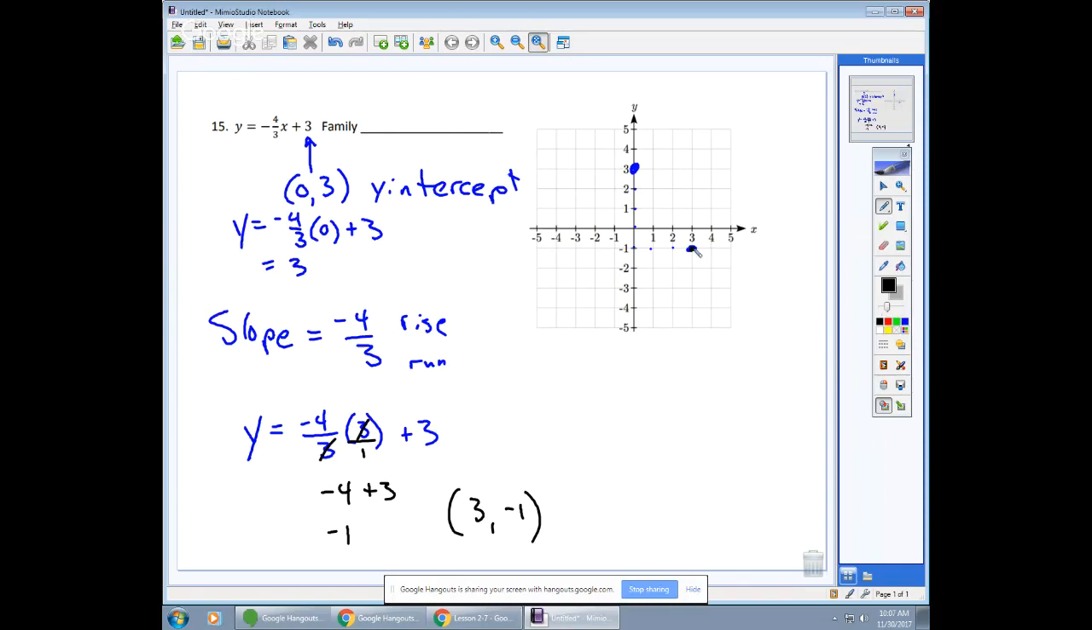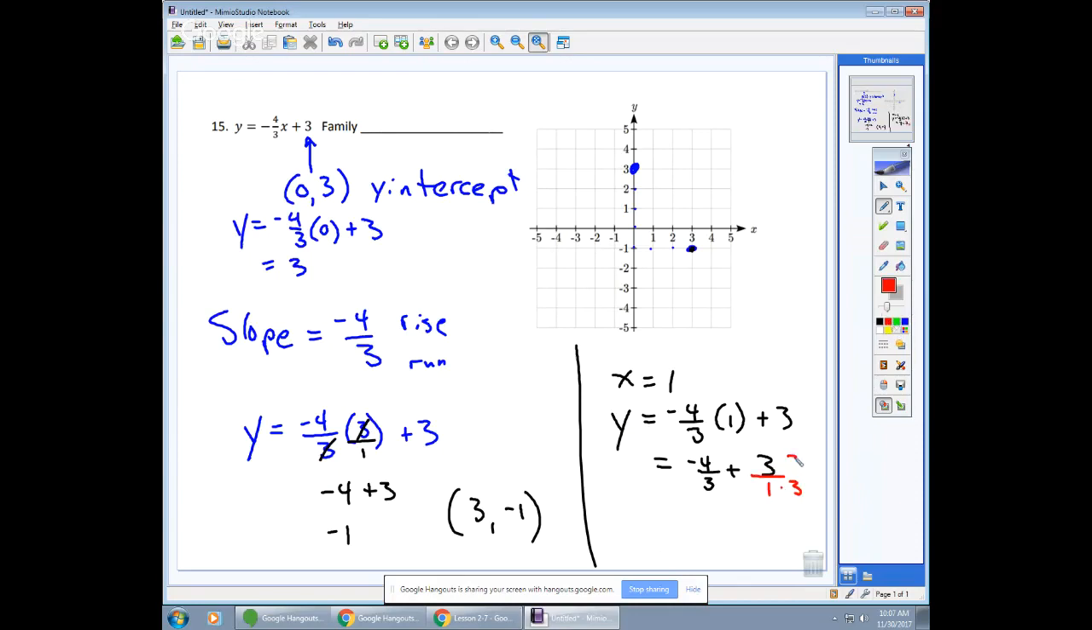If we wanted to get another point to double check, we could do something like plug in 1 and see if that lies in the middle there. So if x equals 1, I'll get y is -4/3 times 1, which is -4/3 plus 3. Common denominator would be 3. So I have to multiply top and bottom of this one by 3.